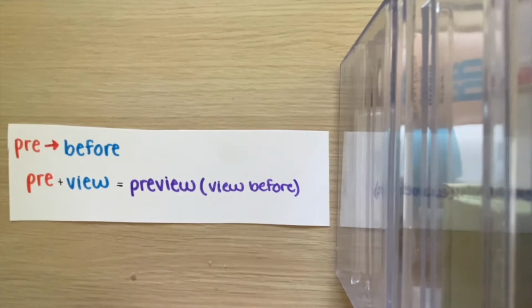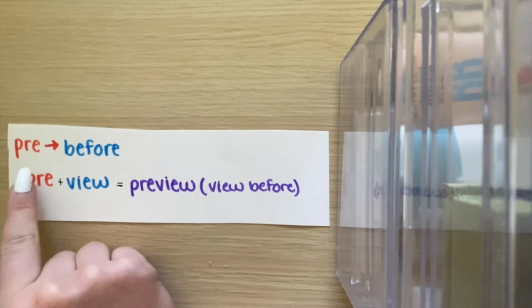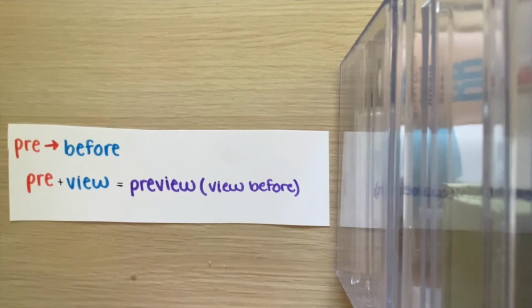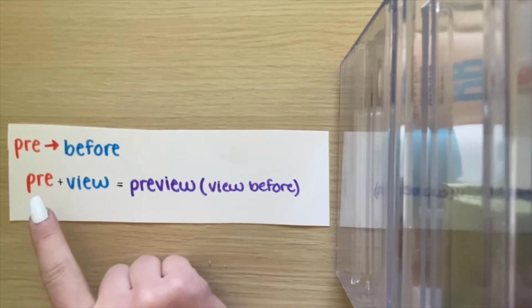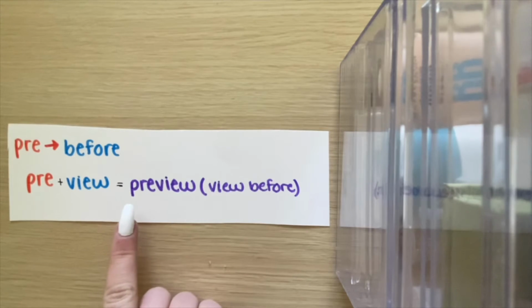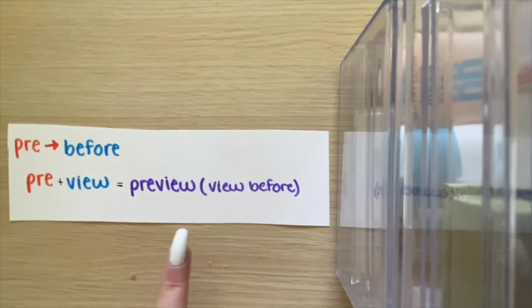Our next prefix is the word pre. The prefix pre means before, to come before something. If we had the word view and added the prefix pre to it, our new word would be preview, which would mean that we are viewing it before something else.